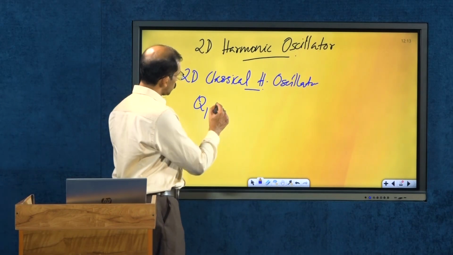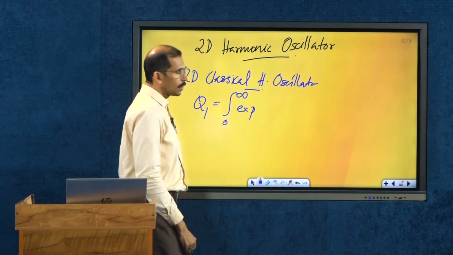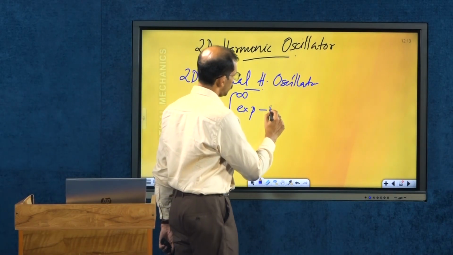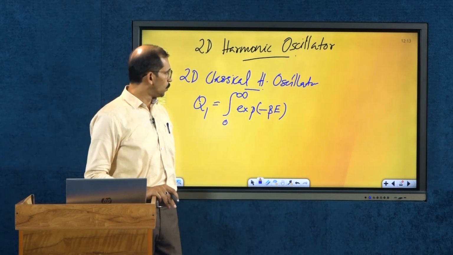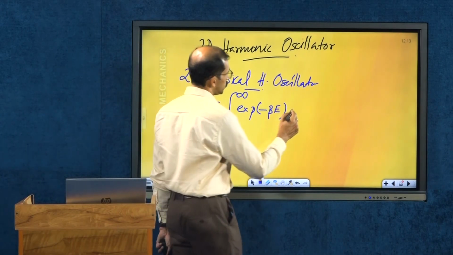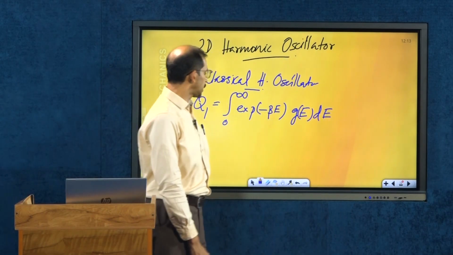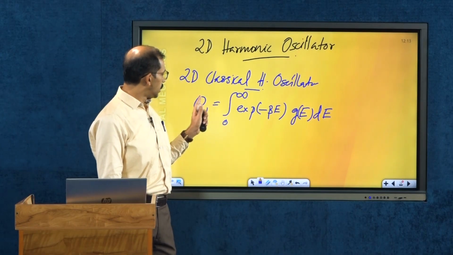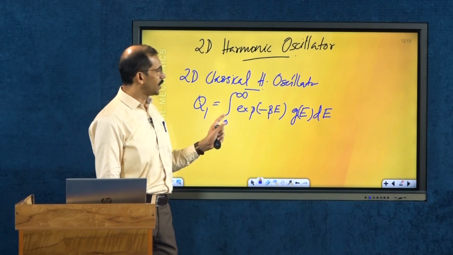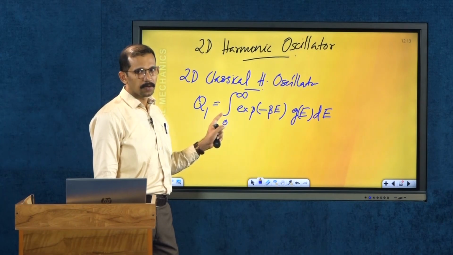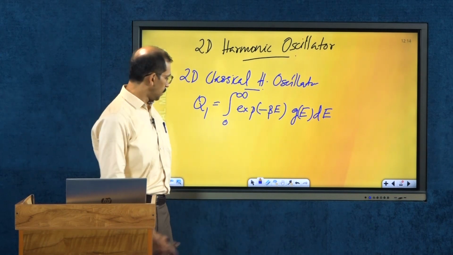If you remember, Q1 is equal to the integral from 0 to infinity of exponential minus beta E, and then we need the weight factor, which accounts for the degeneracy of the system, which we put as g(E) dE. So this is the first opening equation with which we can derive the partition function for the 2D classical harmonic oscillator.